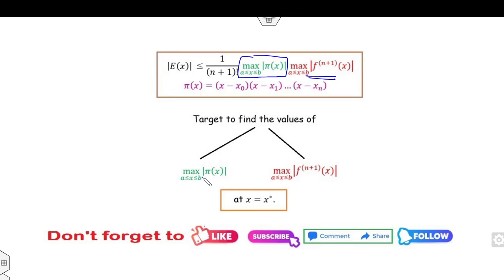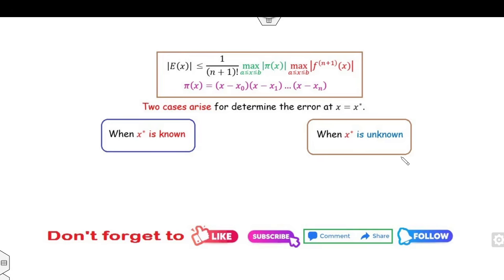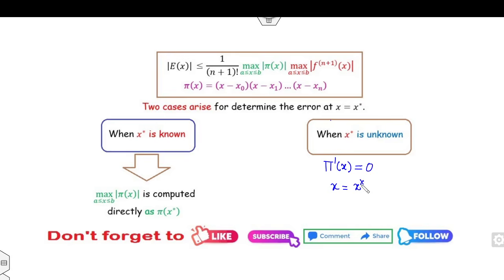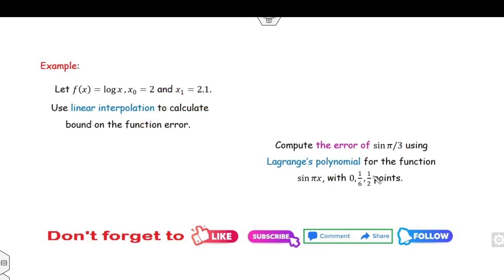Now the question arises: once you find the maximum value, you have to find it at the given point. Now what is x star? There are two cases. One case is when x star is already known to you, and the second case is when x star is unknown to you. When x star is given, you can find the value of pi directly by substituting x equal to x star. Otherwise, how can you find the maximum value? You can take the first derivative to be 0 and then find the value of x to be x star.